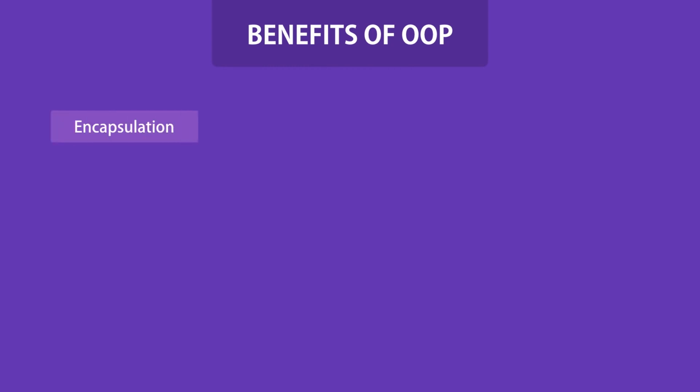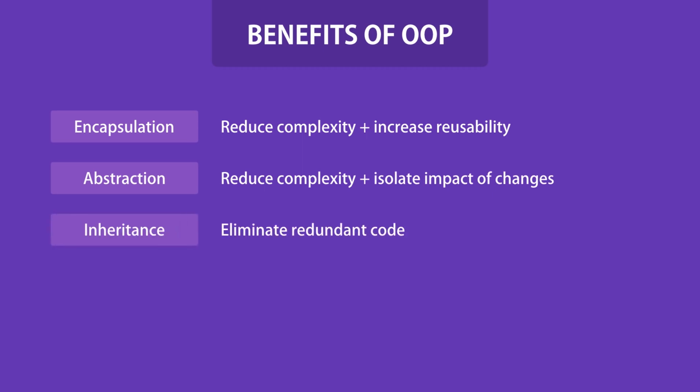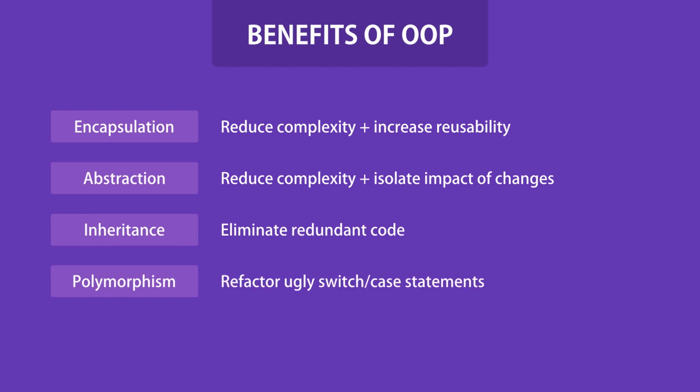Using encapsulation, we group related variables and functions together, and this way we can reduce complexity. Now we can reuse these objects in different parts of a program or in different programs. With abstraction, we hide the details and the complexity and show only the essentials. This technique reduces complexity and also isolates the impact of changes in the code. With inheritance, we can eliminate redundant code, and with polymorphism, we can refactor ugly switch case statements.